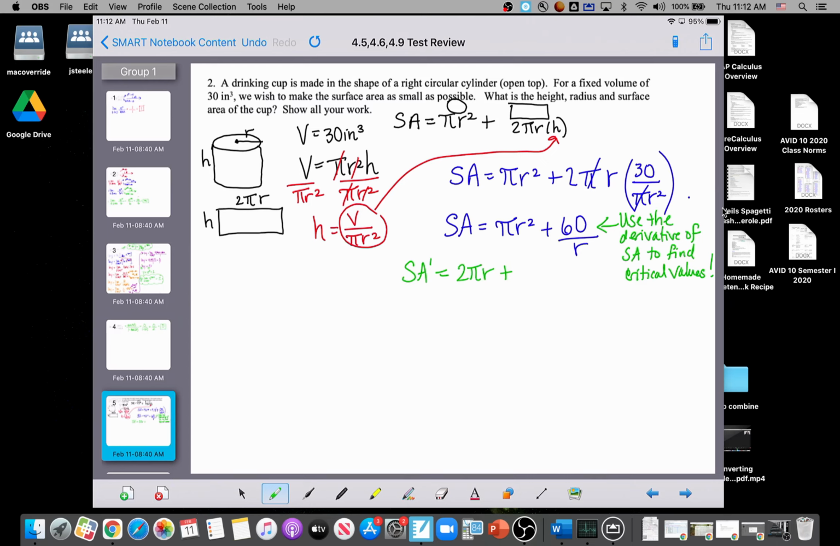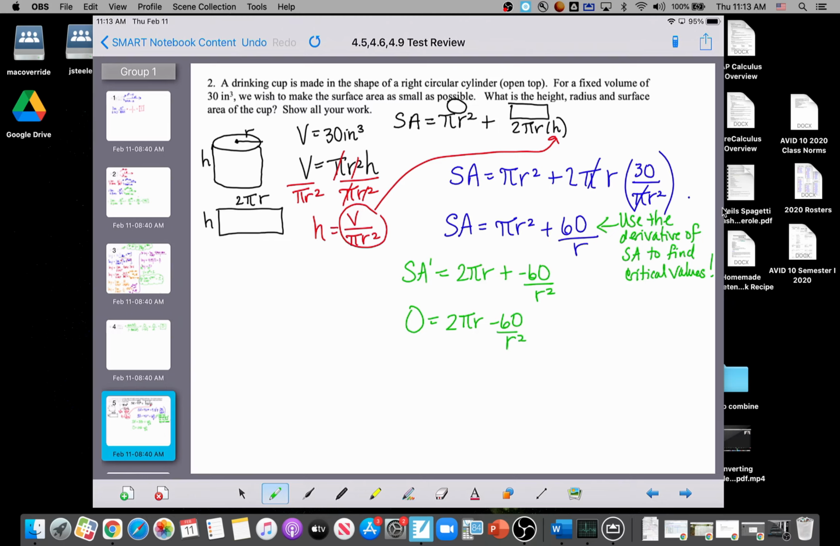So if I bring down the -1, that will make my term -60 r to the -2, which I will write as r squared in the denominator. Okay, so here is my equation. Now I'm going to have to do some algebra when I set this equal to 0 to get my critical values. So I have 0 equals 2 pi r minus 60 over r squared.